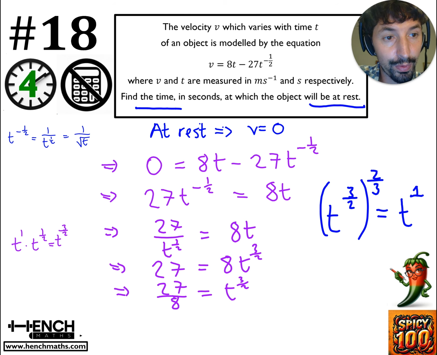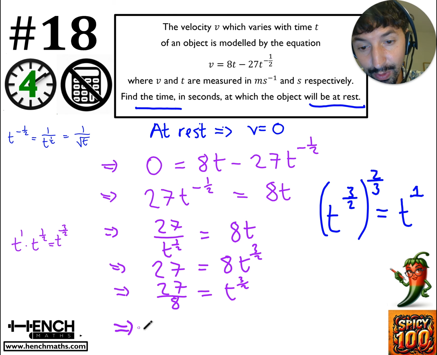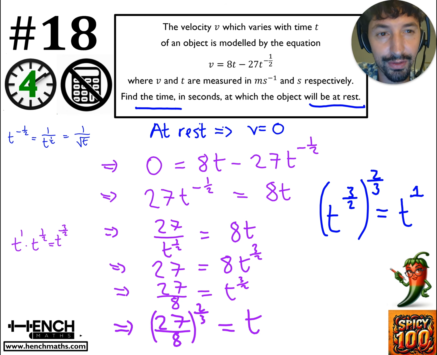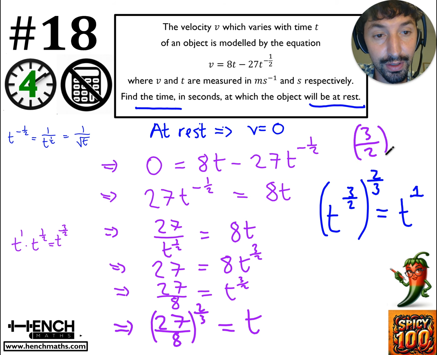So if we did 27 over 8 all to the power of 2/3, that would leave us with t. So what is 27 over 8 to the power of 2/3? If we take the denominator of the fraction, that's our root, so we're going to do the cube root of 27 over 8. The cube root of 27 is 3. The cube root of 8 is 2. So that becomes 3 over 2. And then we take the numerator, which is squaring it. So we're going to do 3 over 2 squared, which is 9 over 4.